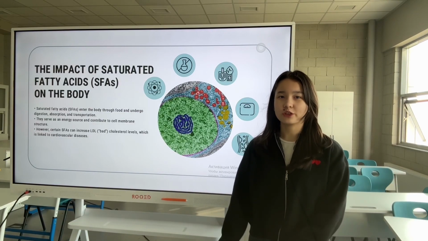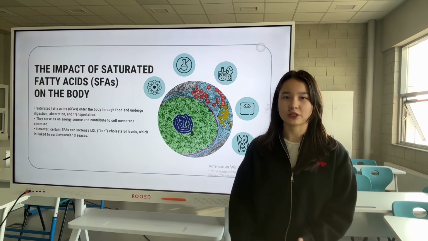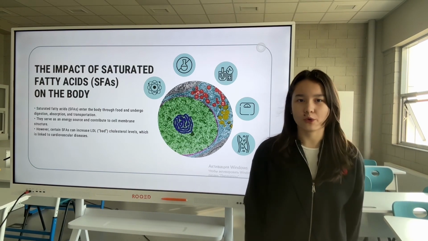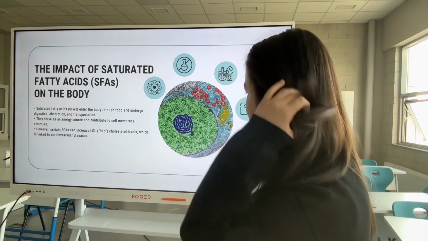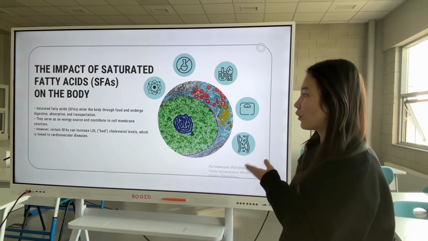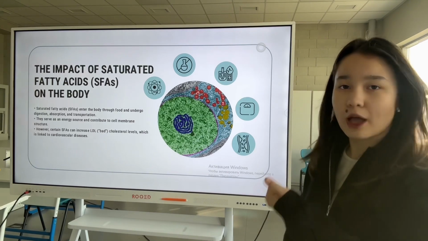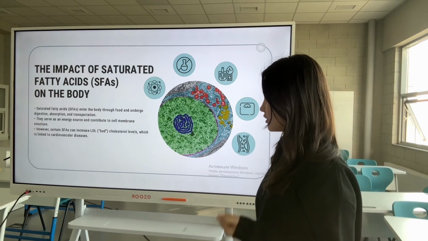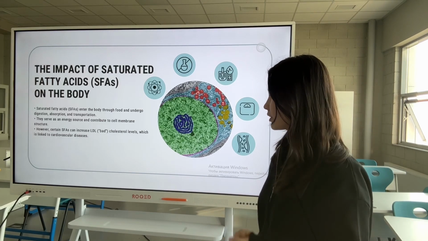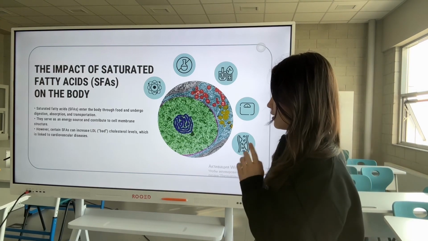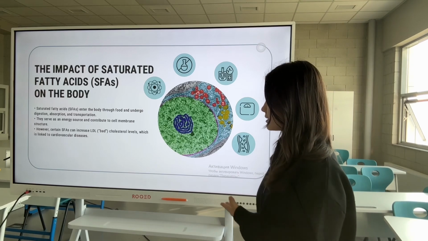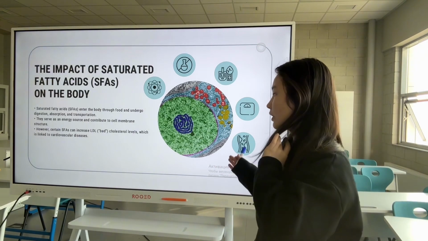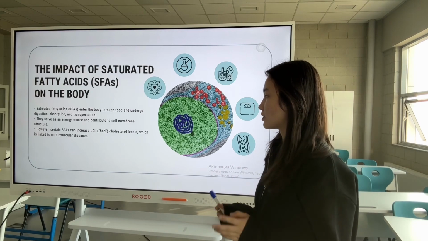Building on what we've learned about the structure and the sources of saturated fatty acids, let's now explore what happens to them once they enter our bodies. Saturated fatty acids enter the body through food, and undergo digestion, absorption, and transportation. They serve as an energy source and contribute to cell membrane structure. However, certain saturated fatty acids can increase LDL, known as bad cholesterol, levels, which is linked to cardiovascular disease.